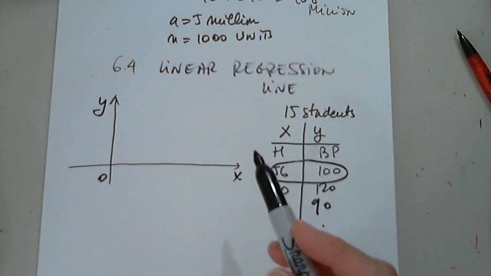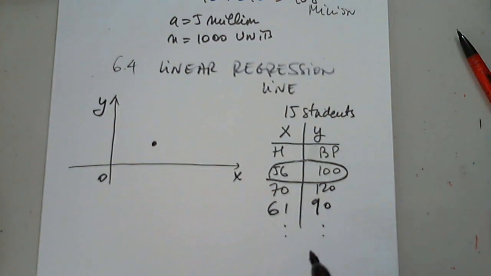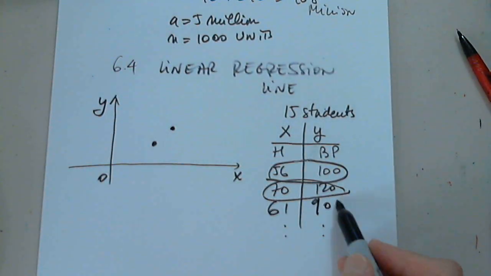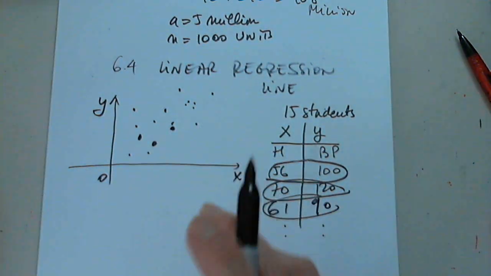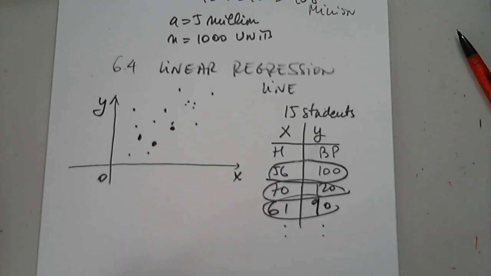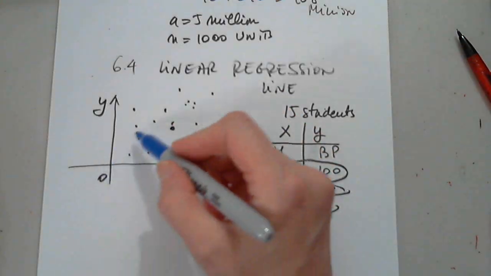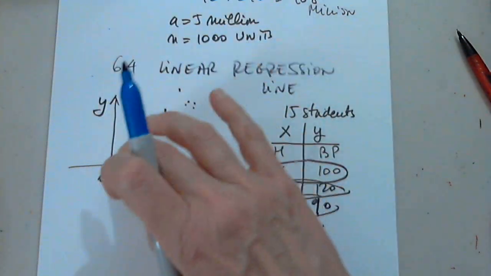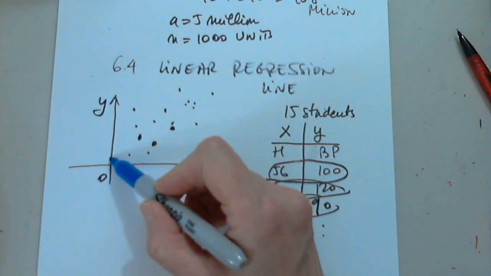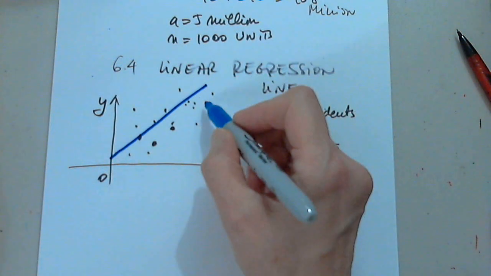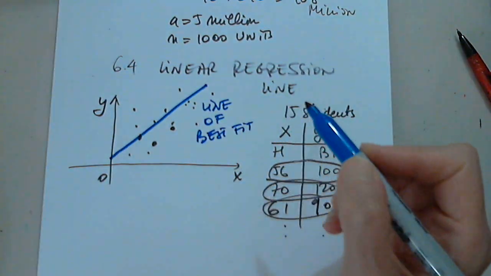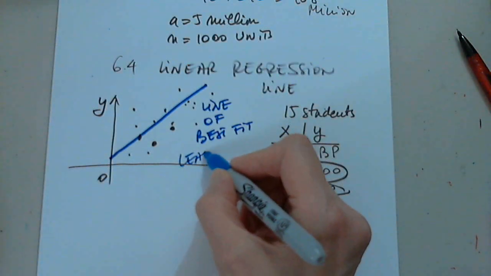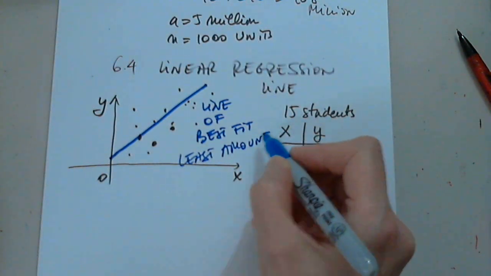I'm going to plot this, and let's say it's this point, x comma y. And then I put in all the 15 points, and I have all of them there. And I say now, since it kind of appears to be linear, is there the line of best fit? Line of best fit that has the least amount of error.